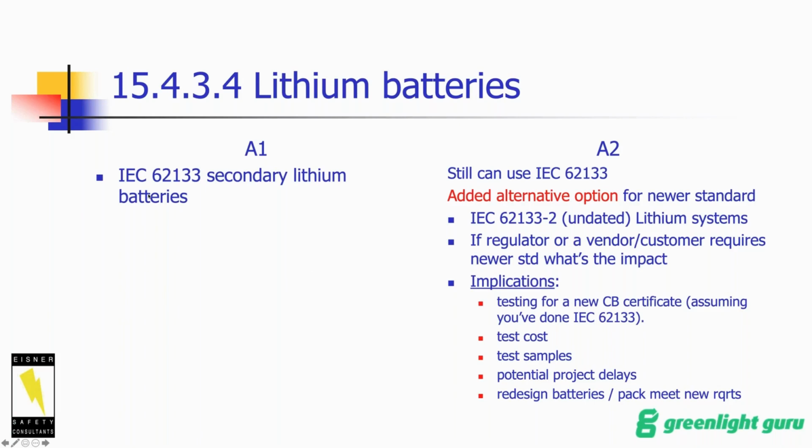So lithium batteries. It used to be only in IEC 62133, the old lithium battery standard. Now you have the option of either 62133 or 62133-2, which is the updated standard. I have seen several clients I've dealt with that have been pushed either by regulators, vendors, or customers requiring the new standard already. So the implications are you need a new CB cert, you're going to have additional test costs, additional test samples, potential project delays, potential redesign of the batteries and/or the battery packs to meet these new requirements. So there are implications you need to think about if you're going to go up to the new standard. You do have the flexibility of either still in the standard.